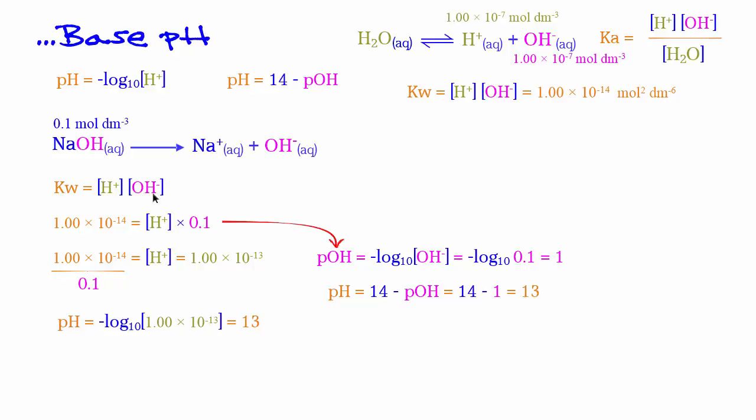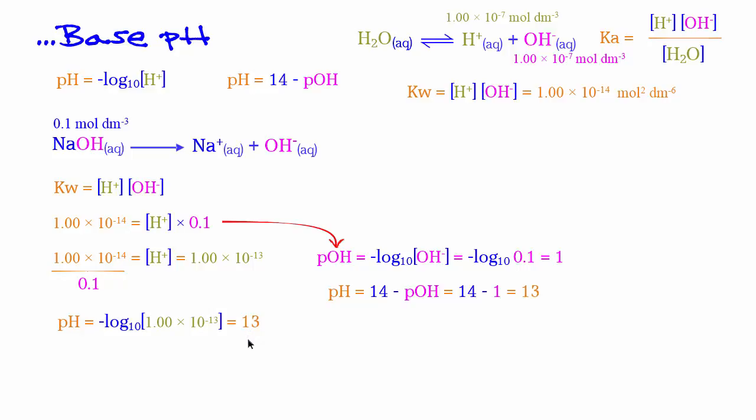So Kw, the expression here, 1 times 10 to the minus 14 at room temperature and pressure, is equal to H plus, which we don't know, multiplied by the concentration of hydroxide ions, 0.1. Remind ourselves why: that's the concentration of the base, so it's the concentration of the hydroxide ion. Looking down this calculation first, take the 0.1 round to the other side, it divides. Dividing those two gives me the H plus concentration as shown here. Minus log to the base 10 of the H plus concentration gives pH 13.